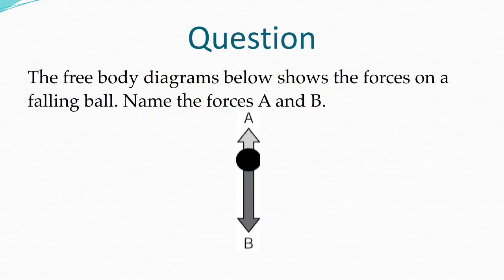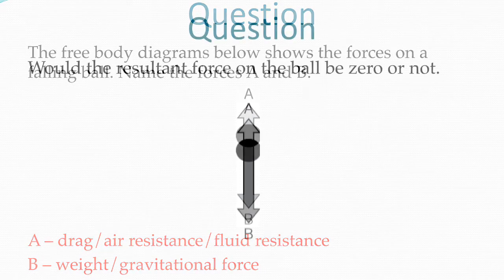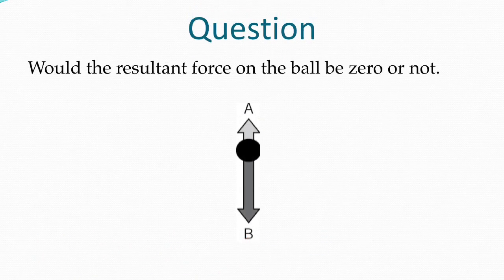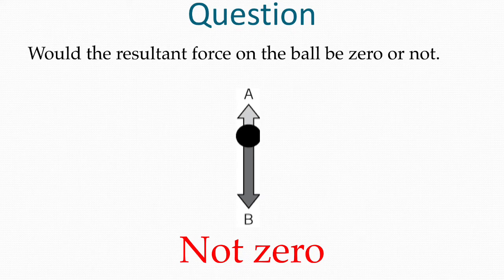Here we have a free body diagram for a ball that's falling through the air. Name forces A and B in your book and pause the video while you do that. So force A would be drag or air resistance or possibly fluid resistance, and B would be weight or force due to gravity. And would the resultant force on the ball be 0 or not 0? Here, clearly the weight of the ball is larger than the air resistance, and therefore it would be a non-zero force, causing it to accelerate downwards.